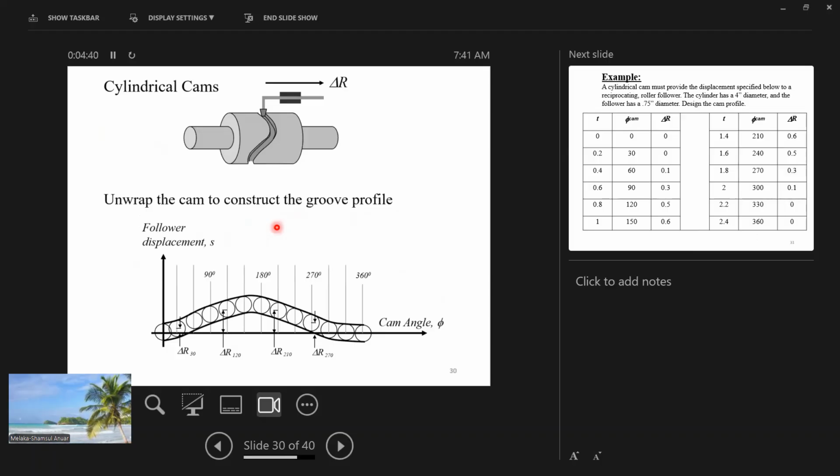Okay, so the next one will be cylindrical cams. So this is also interesting. This one is like the cylinder is taken apart and flattened out, and it'll show this shape. So it will still go, you need to consider from 0 to 360 degrees.